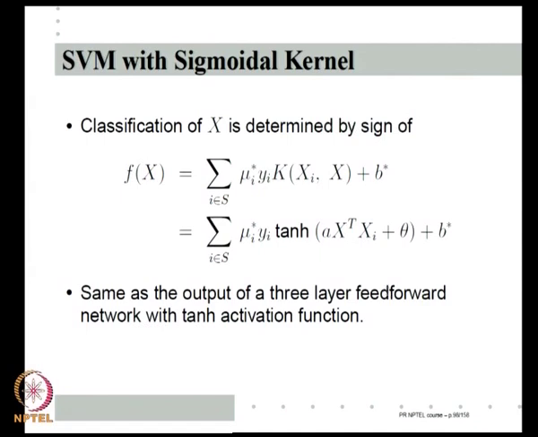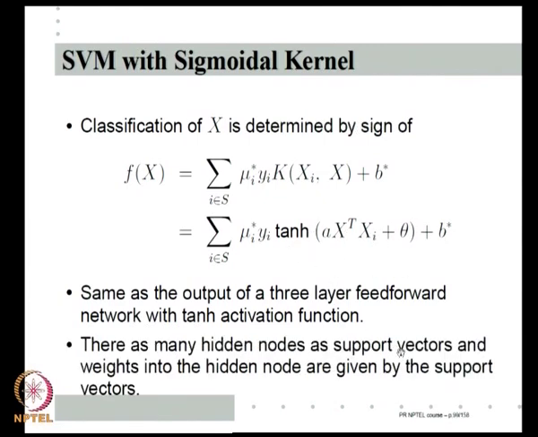So, this is same as the output of a 3-layer feed-forward network with one output node and tan hyperbolic activation function for all the hidden nodes, whereas linear activation function for the output node. Essentially, there are as many hidden nodes as there are support vectors, and weights into the hidden node are given by the support vector.